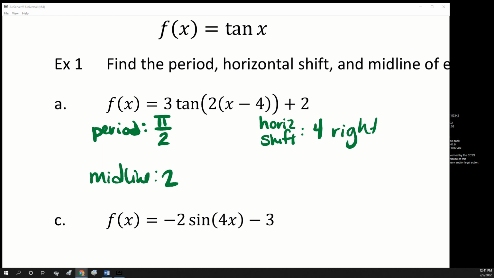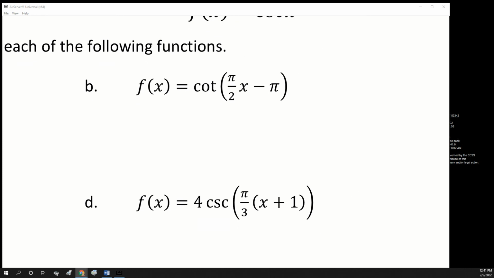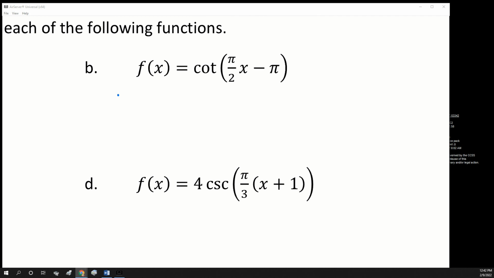No, it's not. X equals 2 and y equals 2 are not the same. It's all right. Then that's a slanted line. X equals 2 is a vertical line. Y equals 2 is a horizontal line. Y equals X is a slanted line. All right. Anyway, let's look at the next one. Let's find the period, the horizontal shift, and the midline.